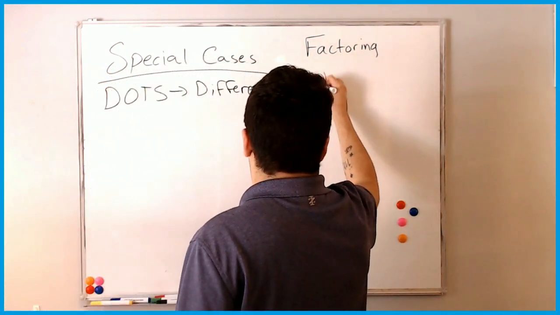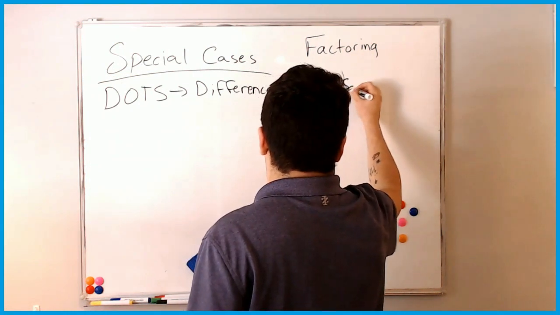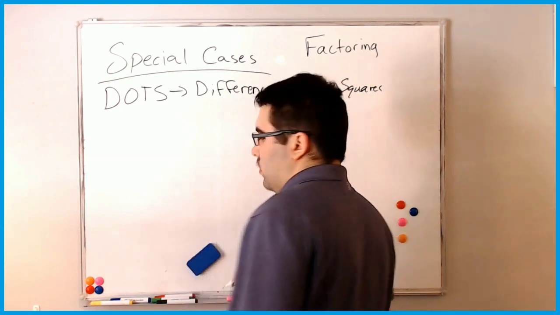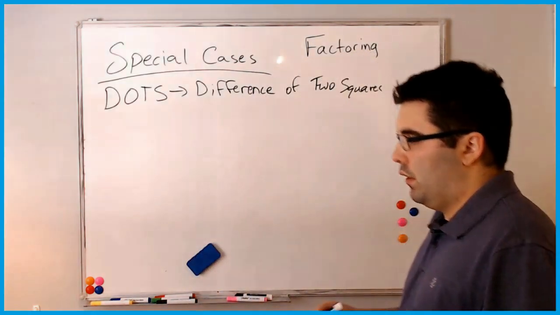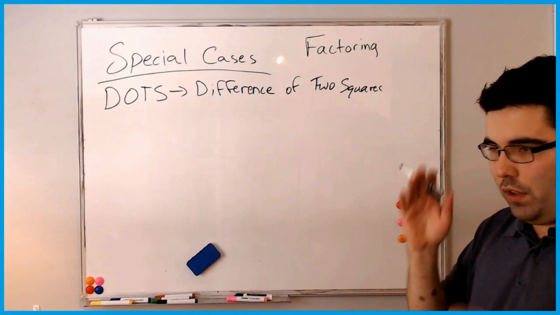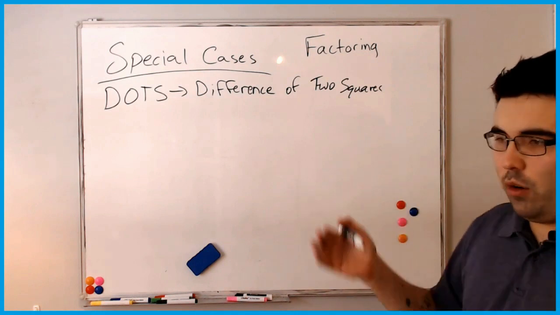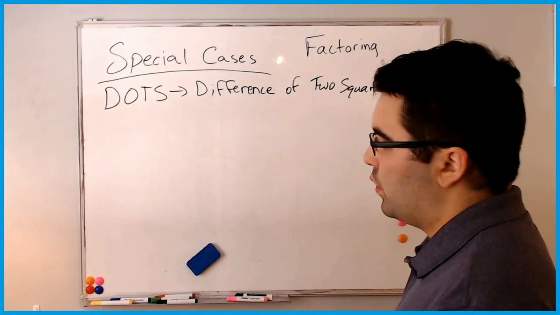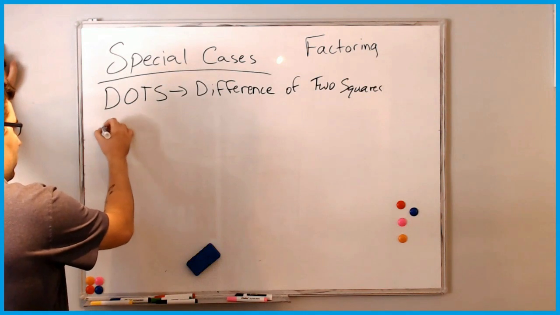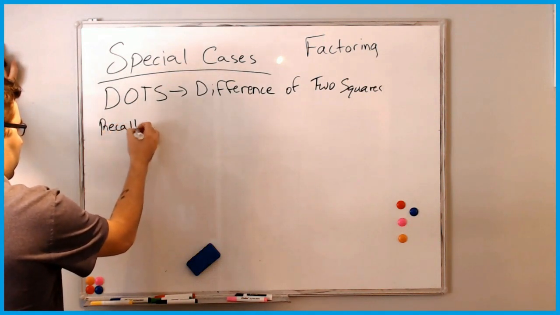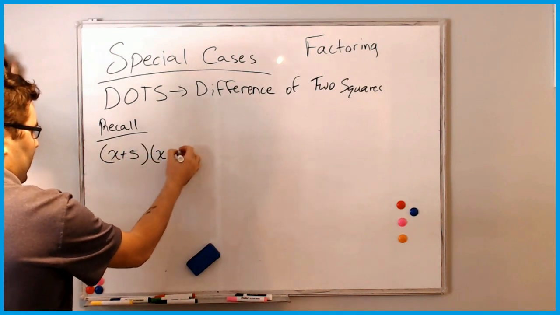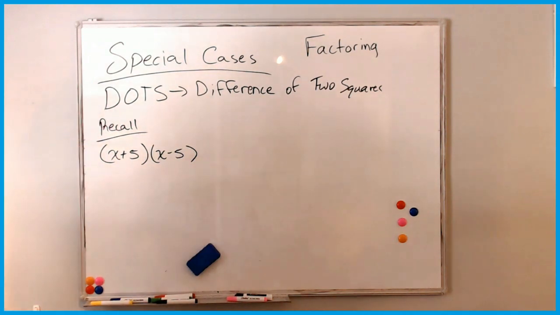Now, the idea with this is that if what was multiplied to get the polynomial fit a certain pattern, then maybe there's a pattern we can use to factor it. A difference of two squares is one of those scenarios. So just to recall, if I have x plus 5 times x minus 5, you should be able to multiply that.